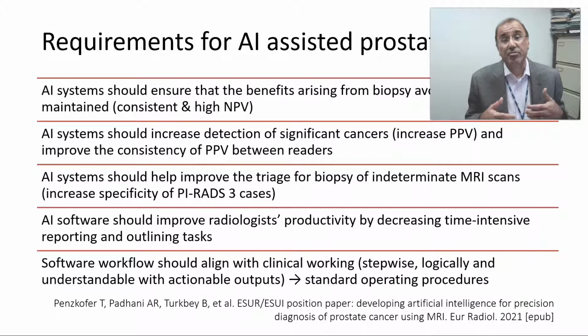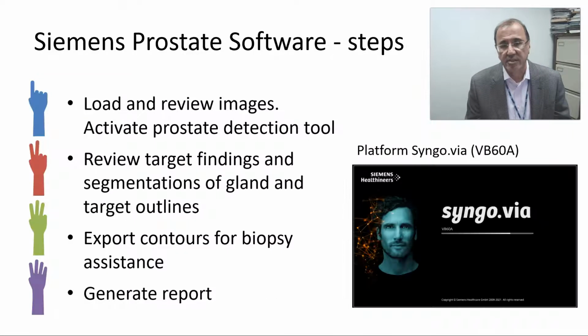It should improve our productivity by reducing the time required to do these contouring tasks. And the way we use the AI software should work with the way we work. In other words, it has to be stepwise, logical, understandable, and of course actionable. In other words, we need a sort of standard operating manual for this.